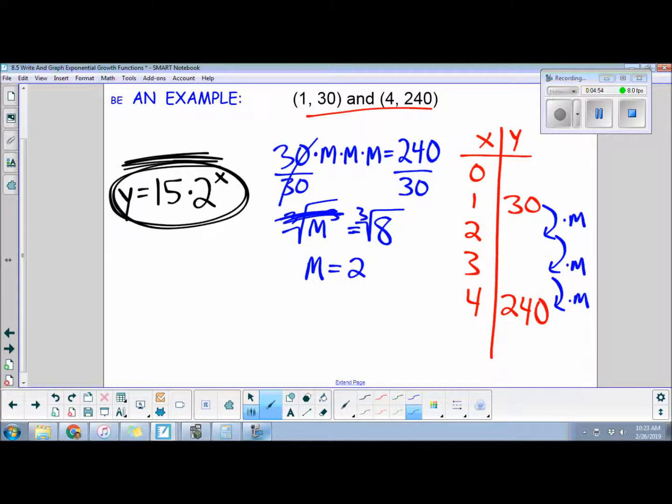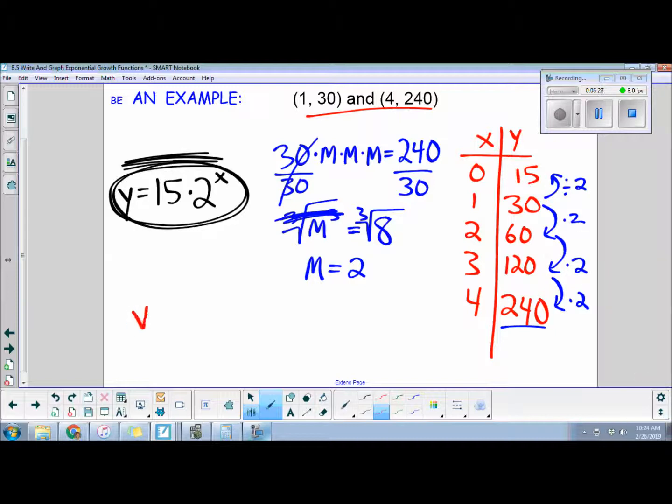Now I can use the multiplier of 2 over in the table. Times 2 gives me 60. Okay? Times 2 another time gives me 120. And then times 2 another time gets me to 240, so I know I'm correct with the pattern. I'm just going to go ahead and divide by 2 backwards, and that will take me to my initial value, my y-intercept, my starting point of 15.